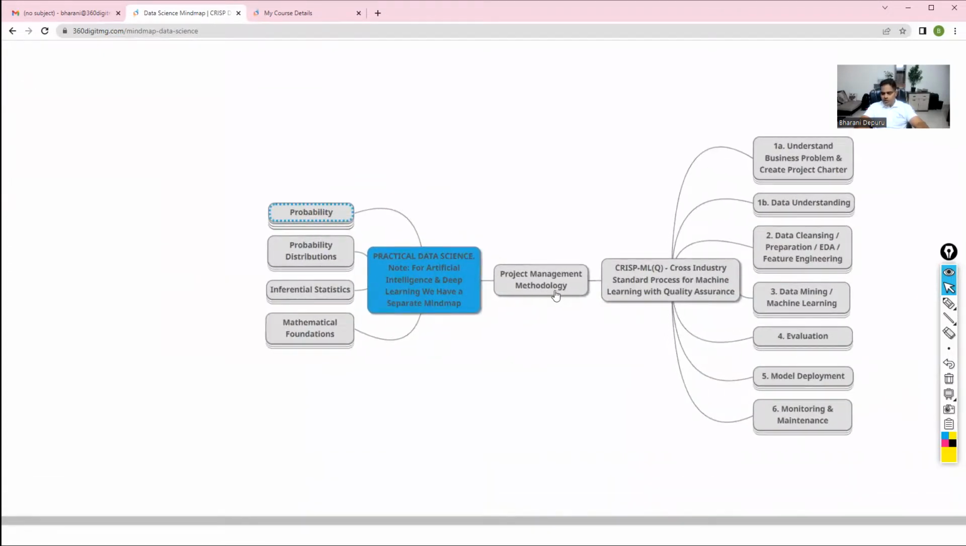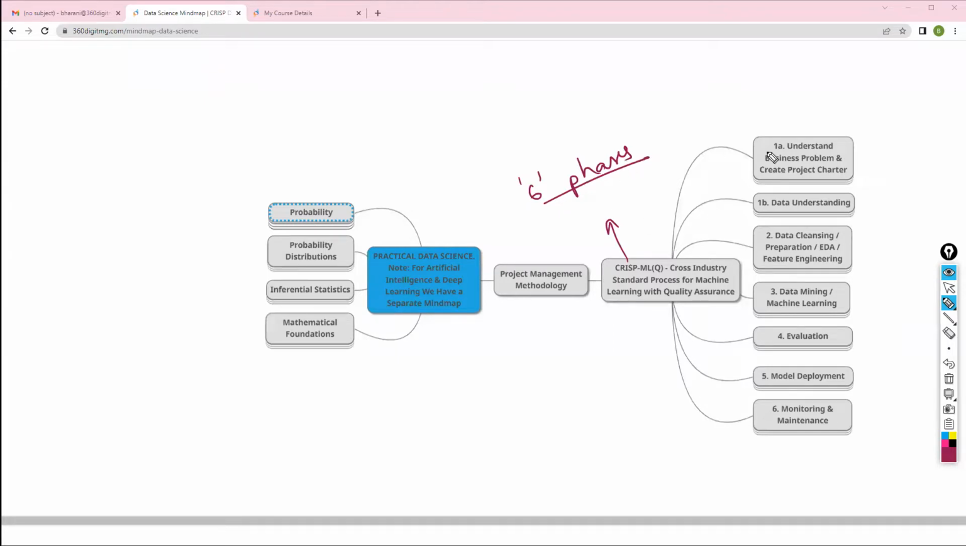So the project management methodology that we started talking about is CRISP-ML(Q), Cross-industry standard process for machine learning with quality assurance. And this has overall 6 phases. Out of these 6 phases, the first phase is what we are talking about. And within the first phase, you have 2 sub-phases: one is business understanding, and another is data understanding.